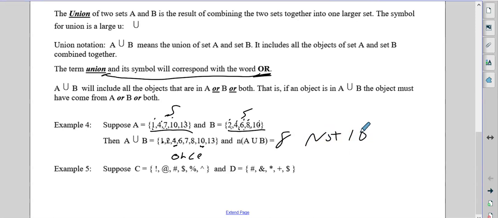Now, you could also have crazy stuff like here. These are called wingdings. I think that's a technical term for them, like on the computer. They're just symbols, okay? So suppose C is that group of symbols, and D is this group of symbols.